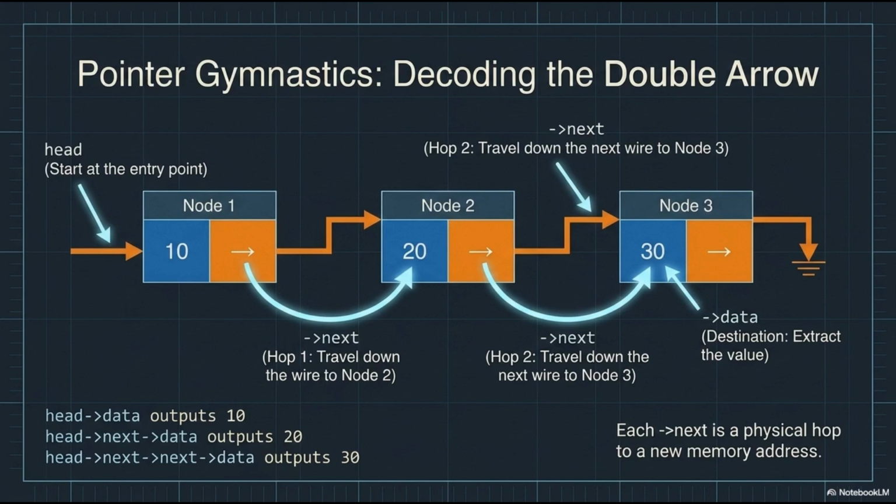We start at the head entry point. That first .next, that's hop 1, traveling down the wire to node 2. The second .next is hop 2, traveling the next wire to node 3. And finally, .data is our actual destination, pulling out the value 30. The CPU is physically traveling down these lines to retrieve your value.